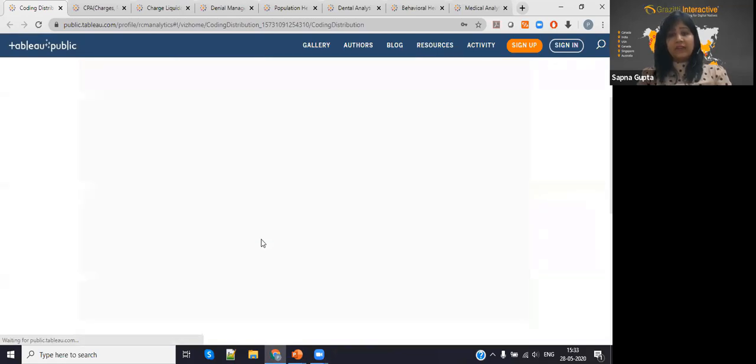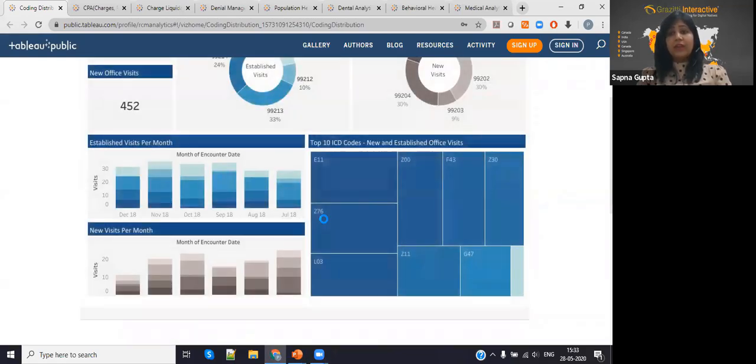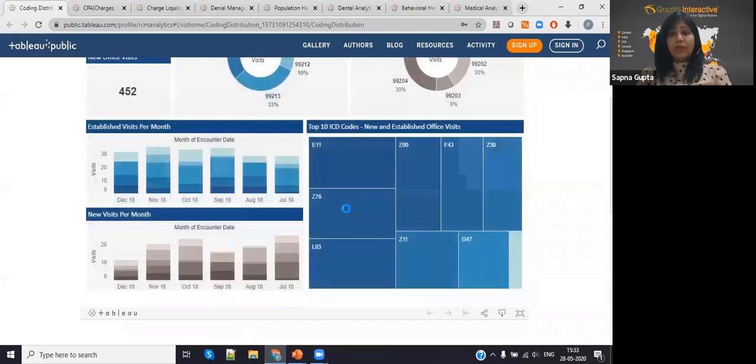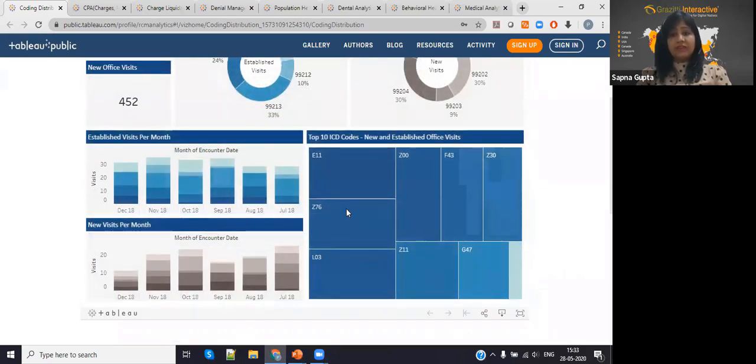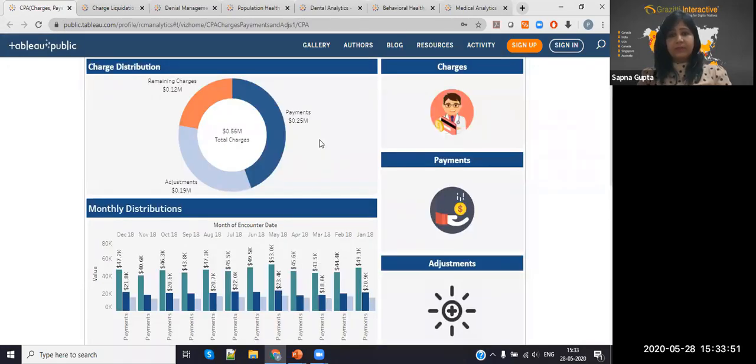With the analytics solution implemented here, you get concise information about new or established visits for each CPT code and can identify top 10 ICD codes based on the patient visits, which is highlighted here in the bottom right chart. Now moving on to the next dashboard, which we have around charges, payments, and adjustments.